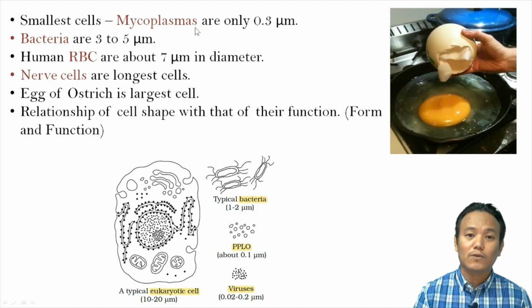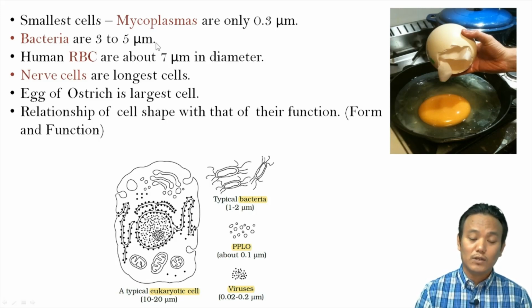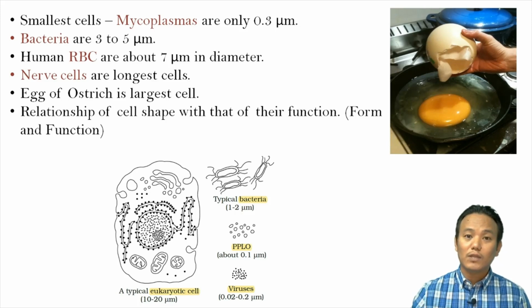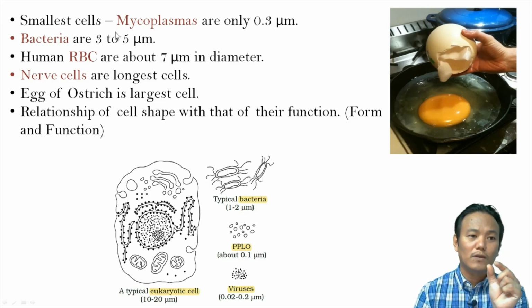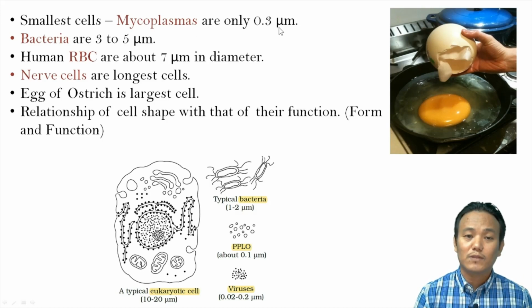mycoplasma, they are only about 0.3 micrometers in size. And then bacteria are about 3 to 5 micrometers in size. A micrometer is one millionth of a meter, or 10 to the power minus 6 meters. Okay, so bacteria are 3 to 5 micrometers, very very small. Mycoplasmas are much smaller than bacteria, 0.3 micrometers.